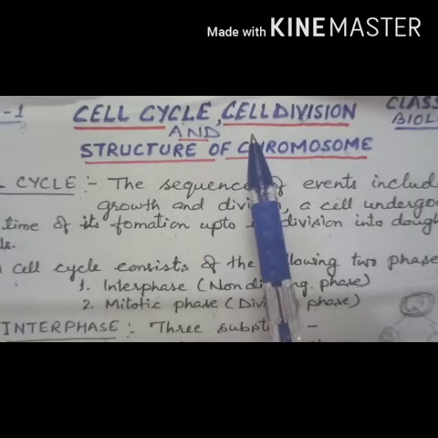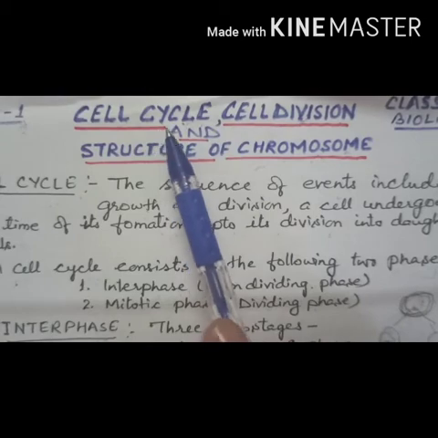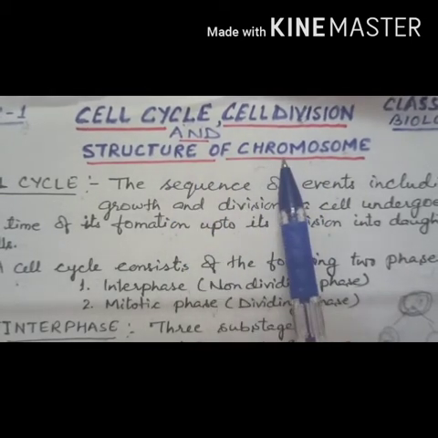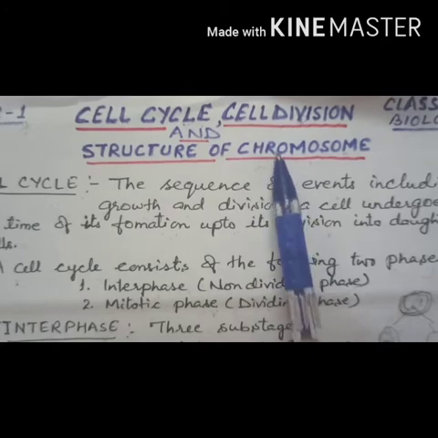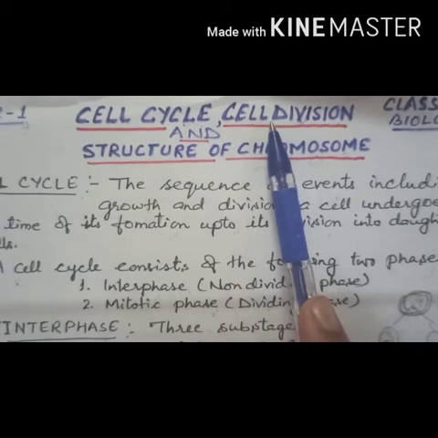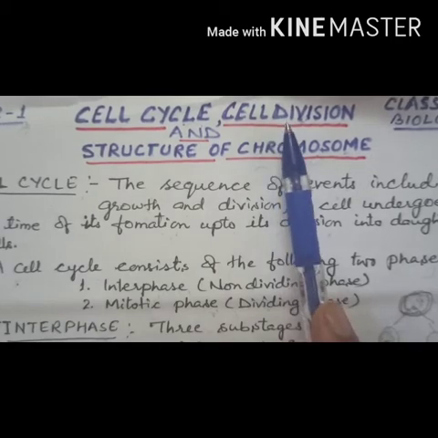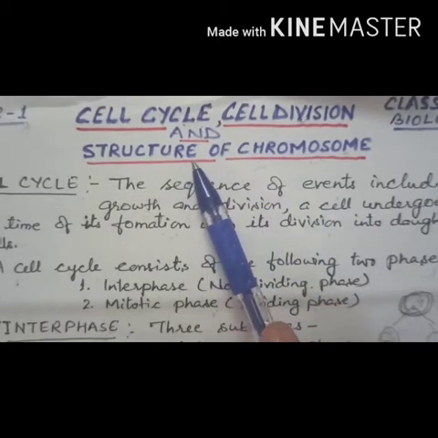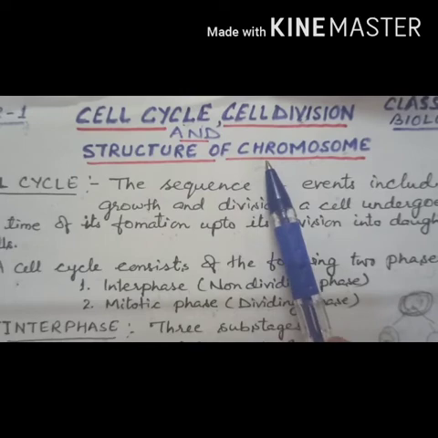Hello class 10th. Let's continue chapter 1, cell cycle, cell division and structure of chromosome. In the previous video we discussed the cell cycle, cell division, and the two types of cell division, mitosis and meiosis, right? Now today in this video we will discuss the structure of chromosome.